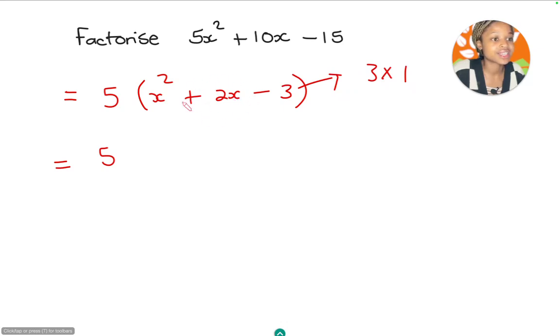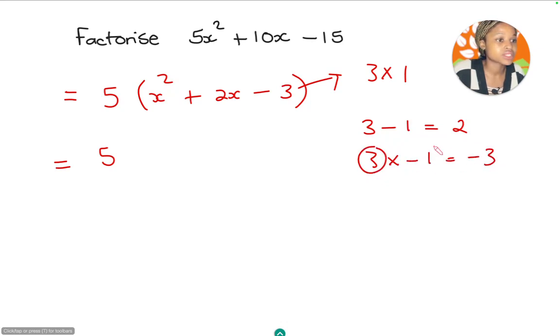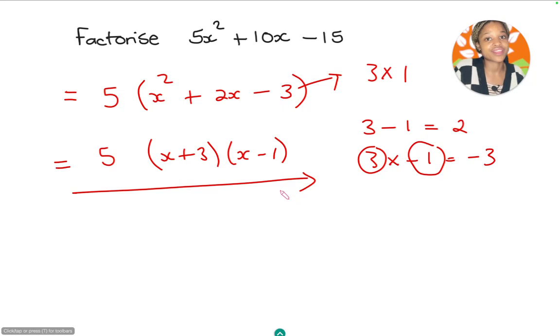So in order for us to get this positive 2 using these two numbers, we need to go 3 minus 1. That gives us a positive 2. And that works out because 3 times minus 1 also gives us a minus 3. So my 3 has to be positive here. My 1 has to be negative. And then my answer is x plus 3 and x minus 1. As simple as that.